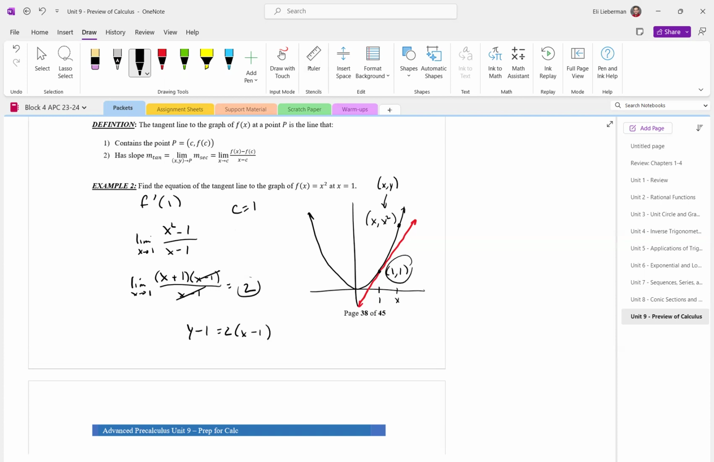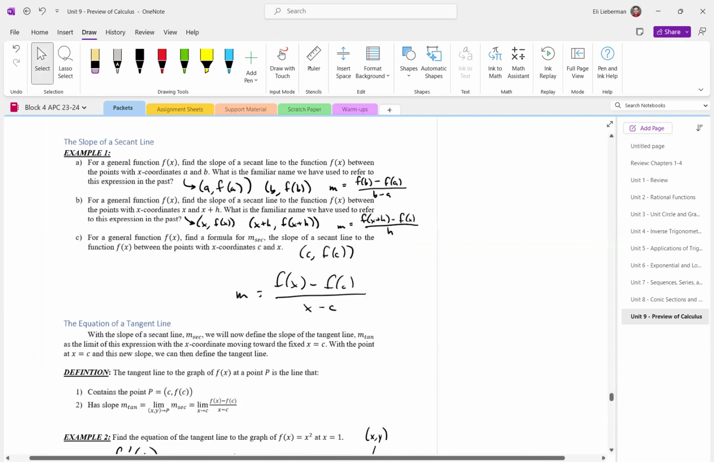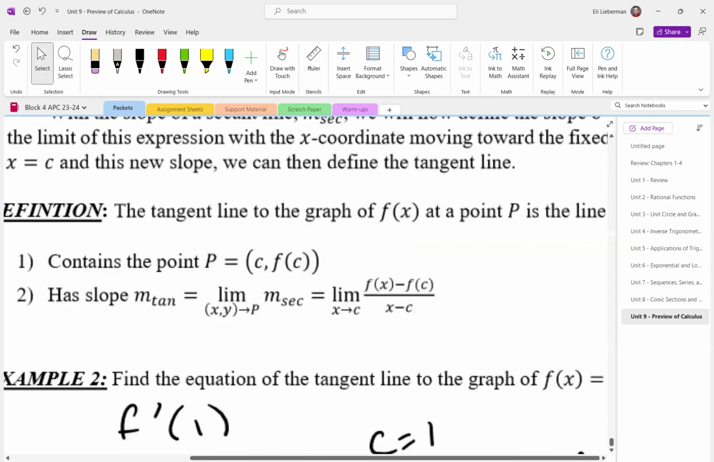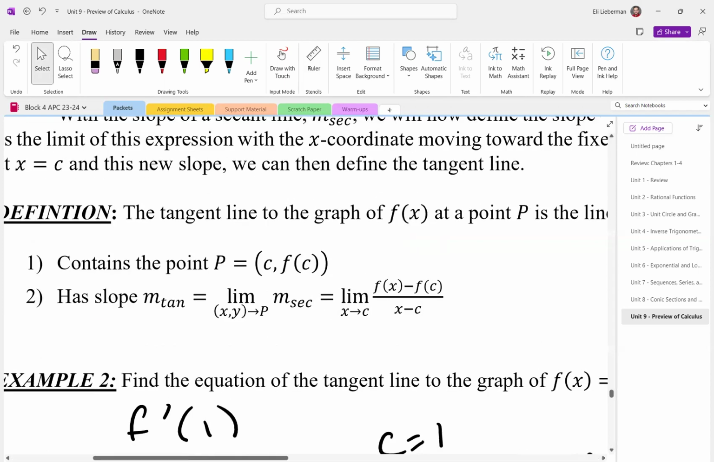Wait, so is C the same thing as P? C is the x value of P. I think that's what I was saying here too, right? Thank you for helping connect that. So P is the point on the graph, C is the x coordinate of that. Good questions. And the C doesn't move. C is constant. It's the x that moves towards the C.